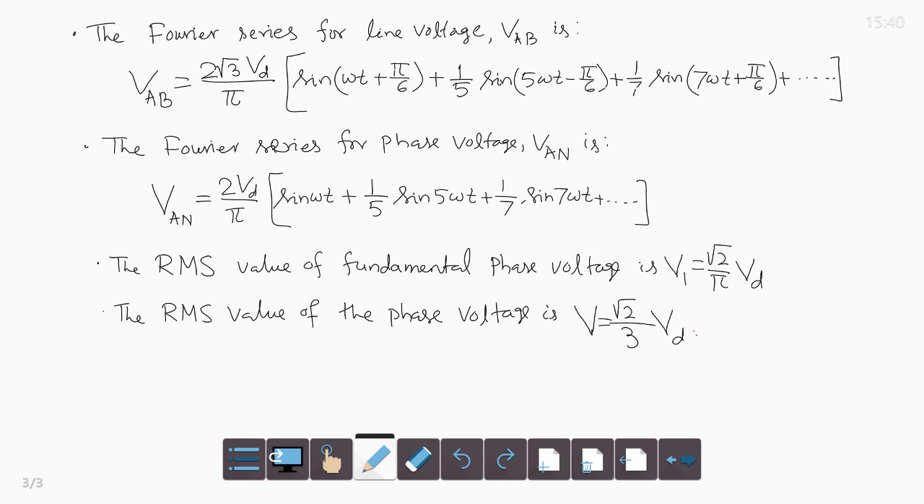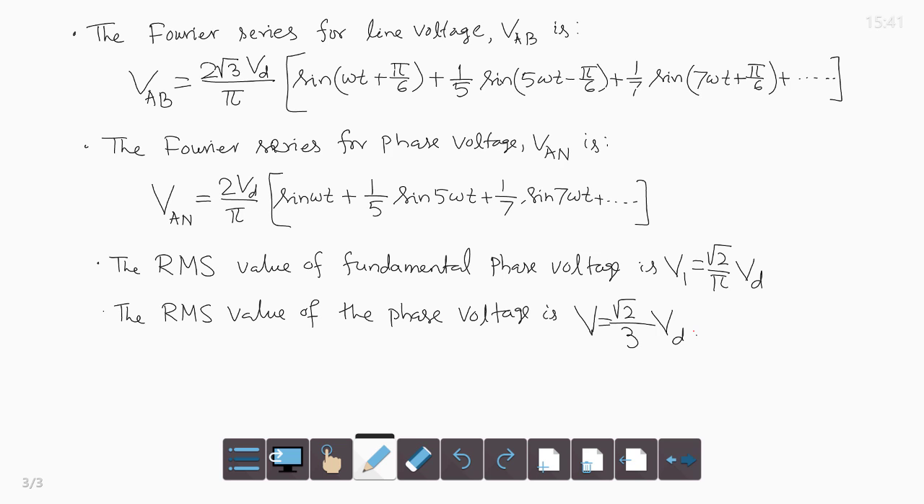From the waveform of the line voltage, the Fourier series is like this. The Fourier series for the line voltage VAB is given by 2 root 3 Vd by pi times sin(omega t plus pi by 6), plus the fifth harmonic, whose amplitude is 1/5 of the fundamental and frequency is 5 times, with reversed phase: 1/5 sin(5 omega t minus pi by 6). The seventh harmonic has amplitude 1/7 of the fundamental, frequency 7 times and positive phase: 1/7 sin(7 omega t plus pi by 6), and so on.